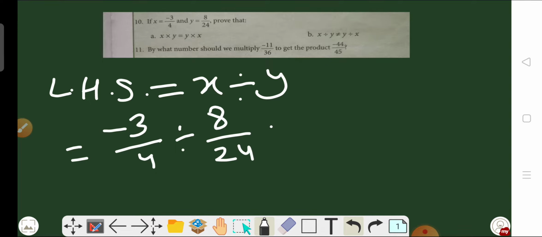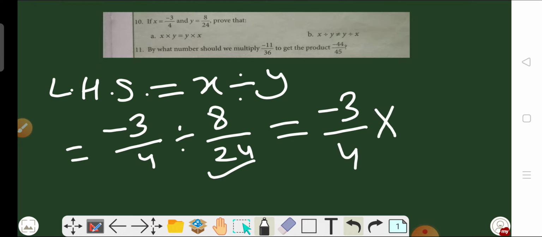In case of rational numbers, when we solve the division, what we have to do, we have to change the division into multiplication. Okay, and when we change the division into multiplication, the second rational number becomes its reciprocal. So this is equal to minus 3 by 4, division becomes multiplication, and the second rational number becomes its reciprocal, and that is 24 by 8.